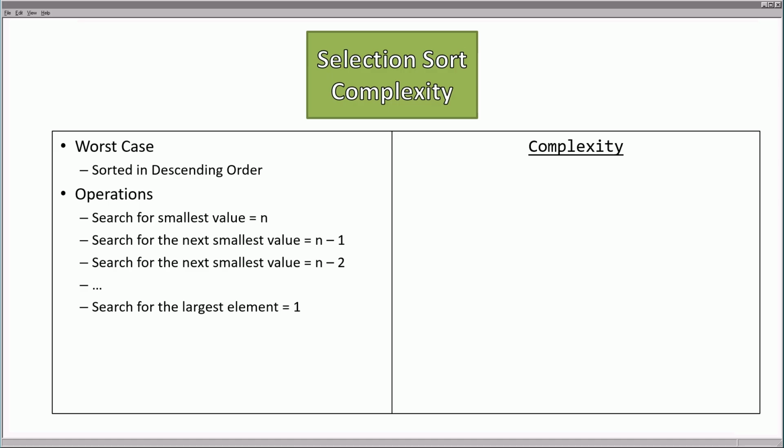But once we have that smallest value, we never have to look for it again. We now have to look for the next smallest value. Now there's one less item in this array because we've already found the smallest. We're looking for the next smallest. This means this search would take n minus 1 steps to find it. And then the next smallest, n minus 2. Next, n minus 3, etc., until we're at the last element, which will be the largest.